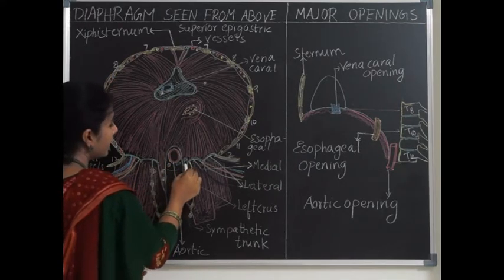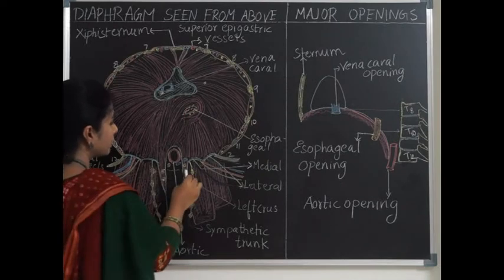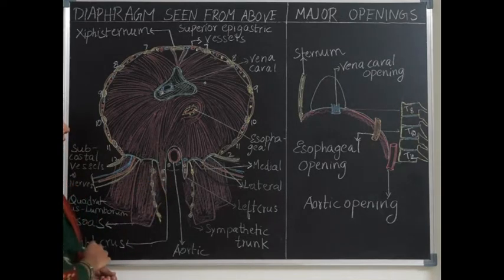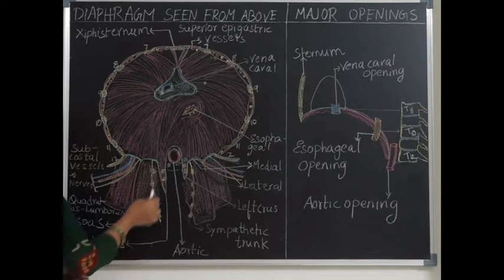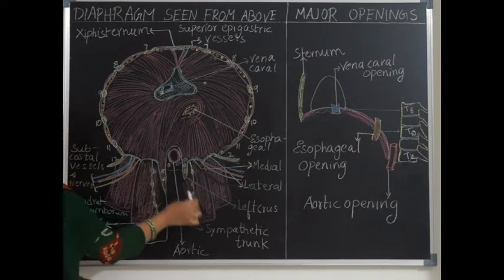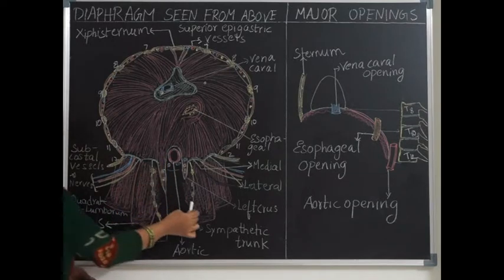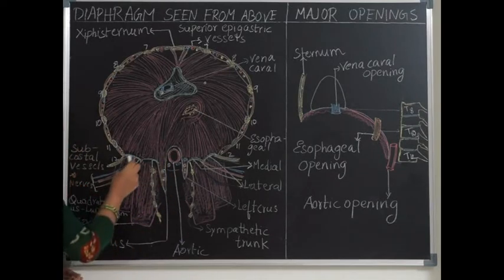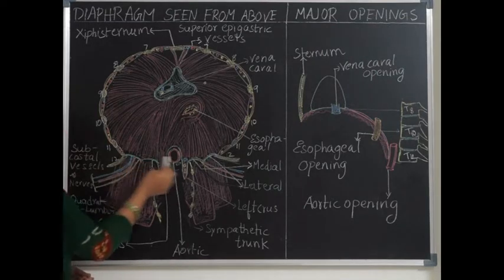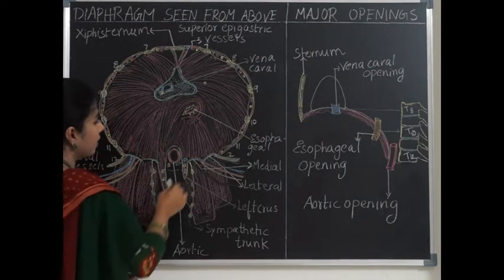Hemiazygous vein, greater and lesser splanchnic nerves pass through the left crus. From the right crus, the greater and lesser splanchnic nerves pierce through the right crus of the diaphragm. And on either side, near the medial arcuate ligaments, it is related to the right and left sympathetic chains, and subcostal vessels will pass through below the lateral arcuate ligament.